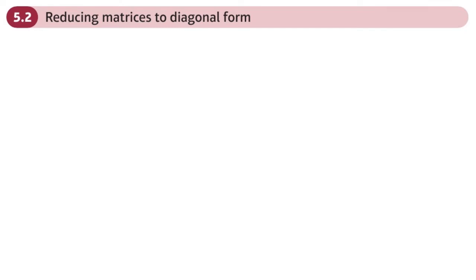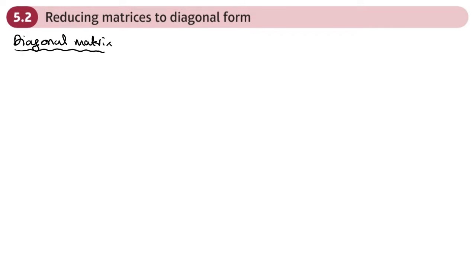This is the second section of the matrix algebra chapter, and here we're going to be looking at reducing matrices to diagonal form. So the first thing we need to understand is, what is diagonal form? What is a diagonal matrix?